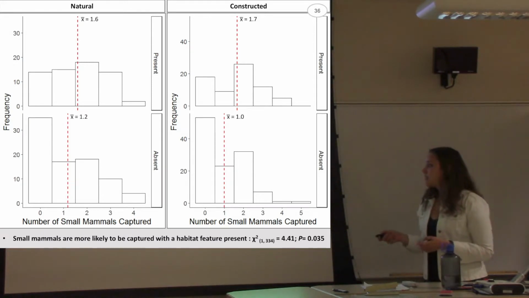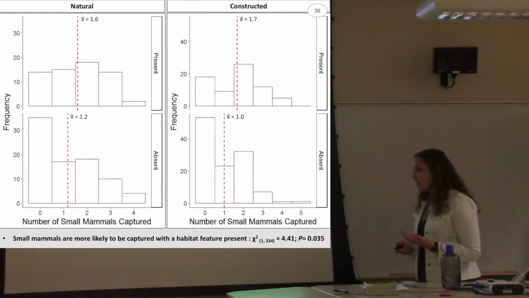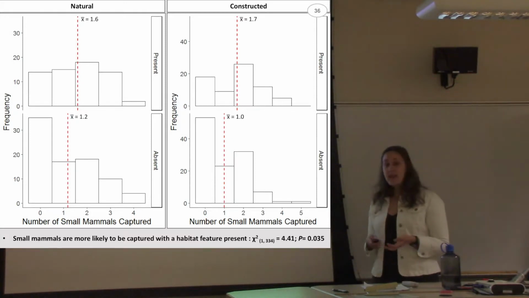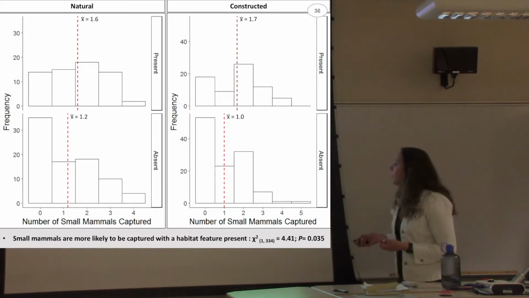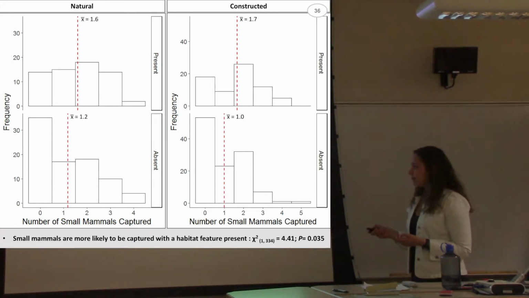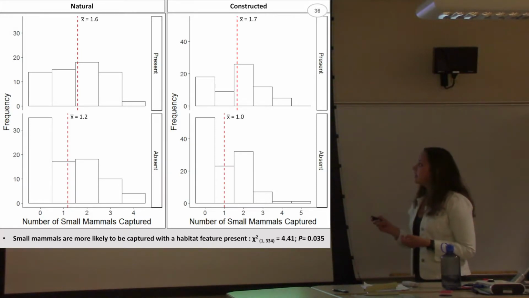This is the same style of histogram, and I did find that small mammals are more likely to be captured when a habitat feature is present than when it is absent. And once again, you can see lots of no captures in these absent piles, whereas in present, it's more equally distributed.